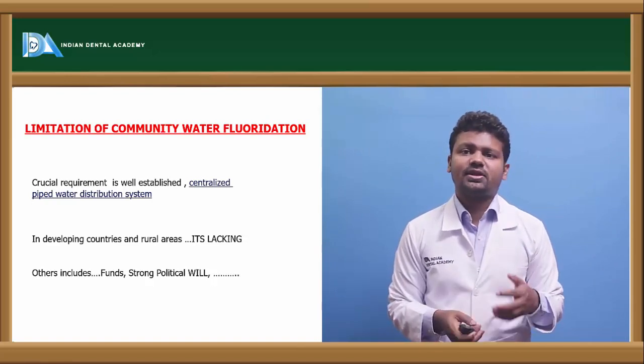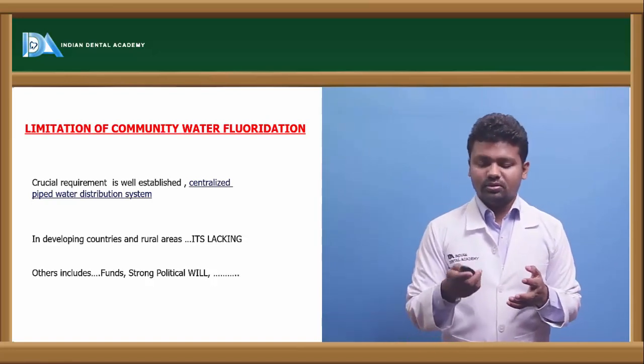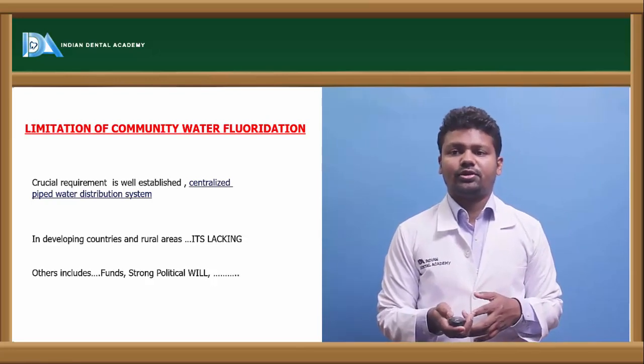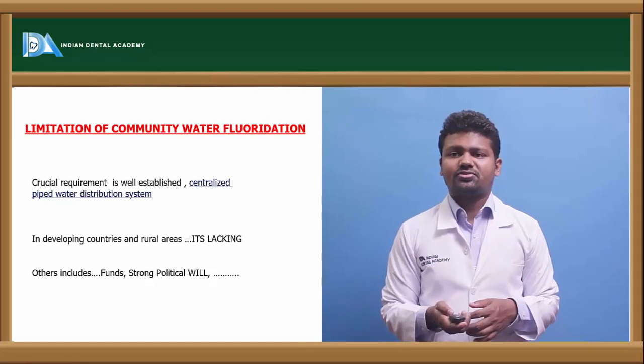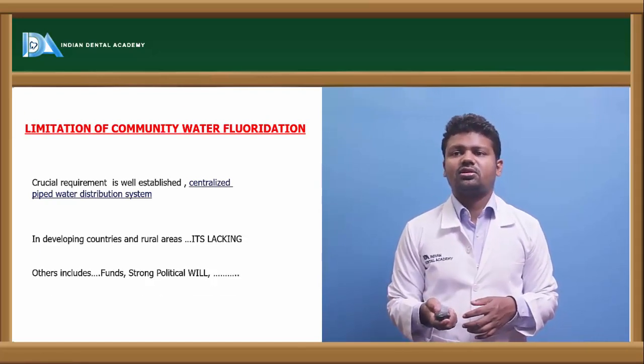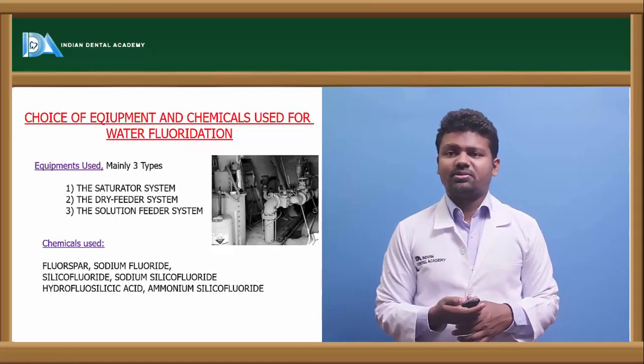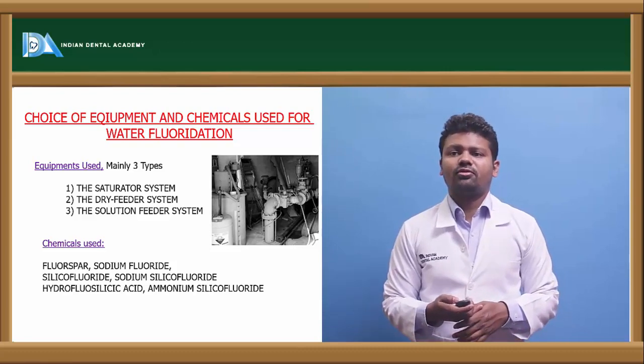In rural areas there is no addition of fluoridation in their drinking waters. Another limitation is the cost, which is highly expensive. That's why there is a limitation of community water fluoridation. There are some equipments and chemicals used for water fluoridation.